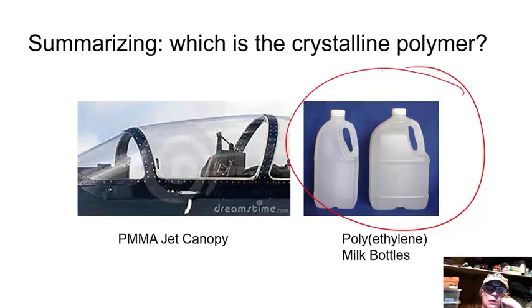That PMMA for a jet canopy was a miracle discovery in World War II. To this day, PMMA, which you now see in your grocery stores everywhere, separating you from the clerk, is still pretty expensive material. Okay.